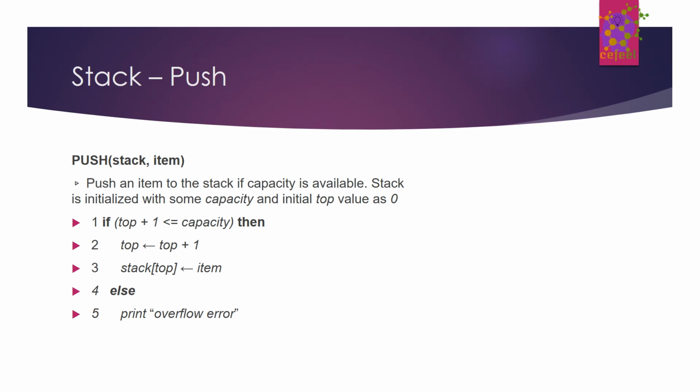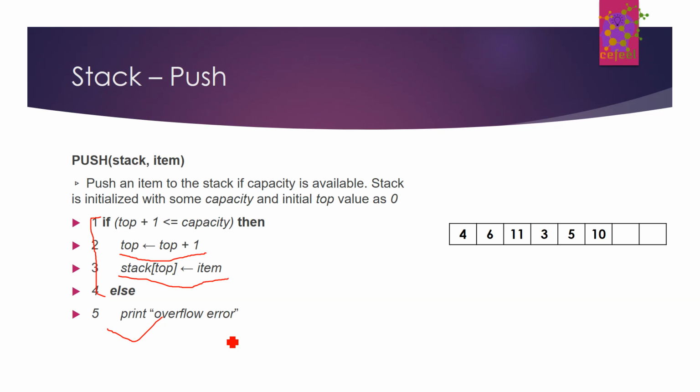As we have already seen, the first step is to check that we have not overrun the capacity. So we check if top plus 1, which means the next available space, is less than or equal to capacity. If that is true, then we go ahead and increment the top, top equals top plus 1, and assign the item to the stack at top, and then we are done. But otherwise, if we have run out of capacity, we do nothing. In fact, we will just print an overflow message and exit.